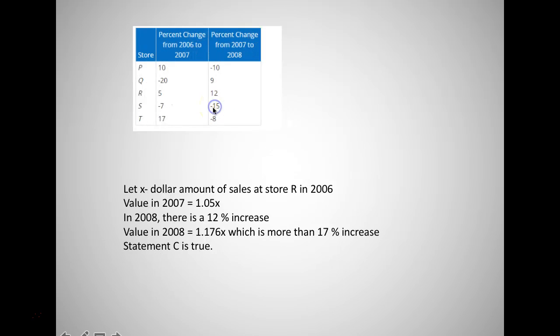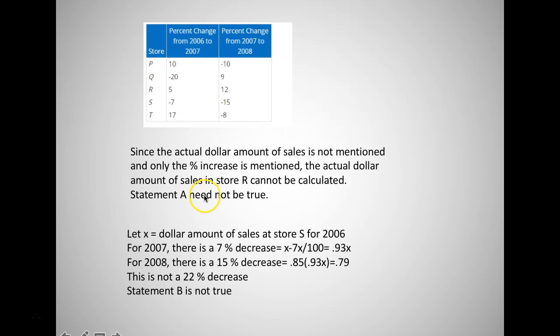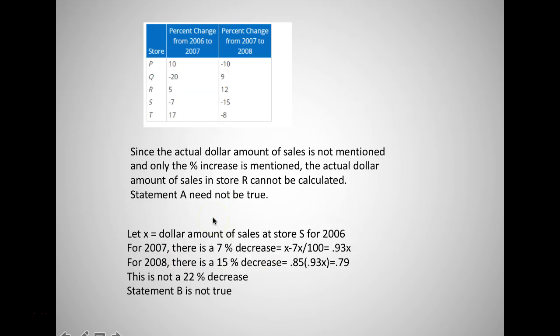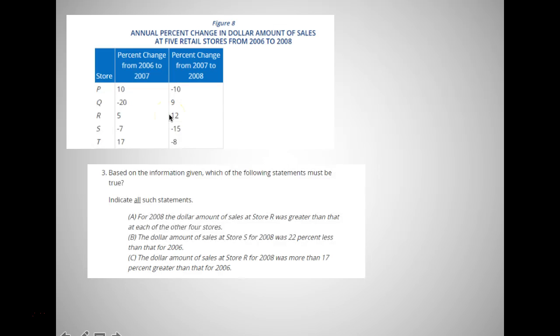Going back to the question, we are asked to find for 2008, whether the dollar amount of sales at store R was greater than at each of the other 4 stores. So since the dollar amount of sales is not mentioned, we cannot calculate the actual dollar amount of sales in store R. So statement A need not be true.